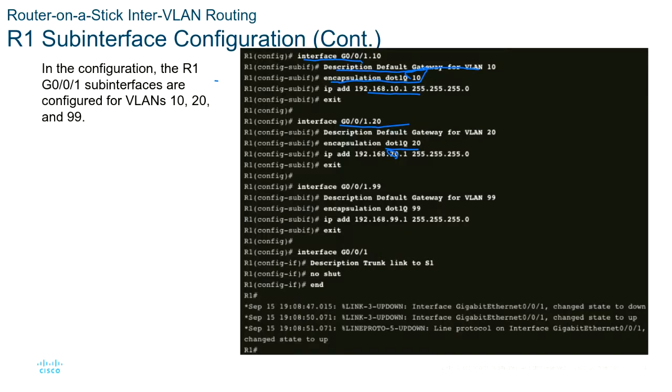Oh, I just remembered something. I don't think I configured the default gateway on those hosts PCA and PCB, so we'll have to take care of that. And then the last thing is the Ethernet port itself, we'll do no shut on that. All right, so let me go back and fix what I failed to do.